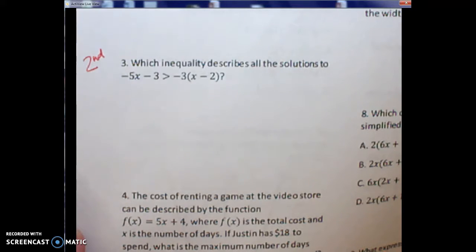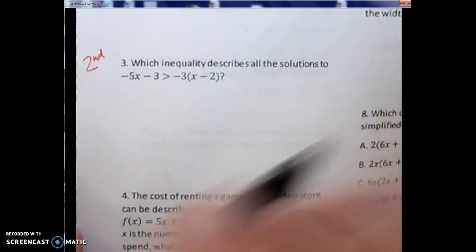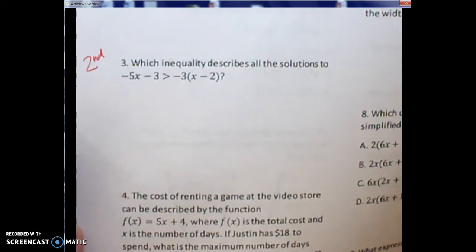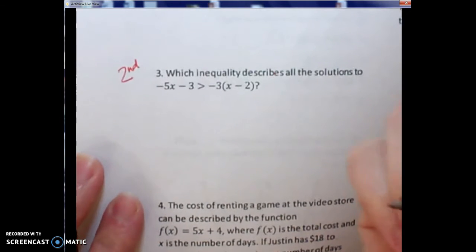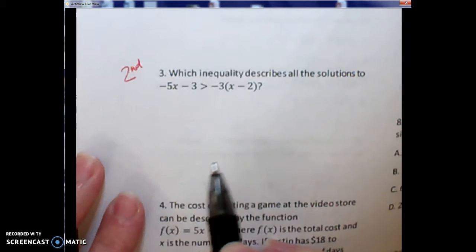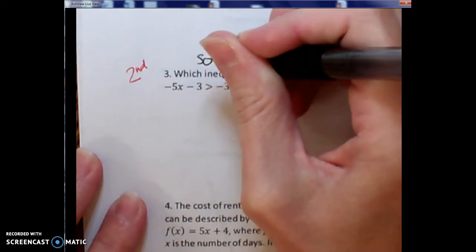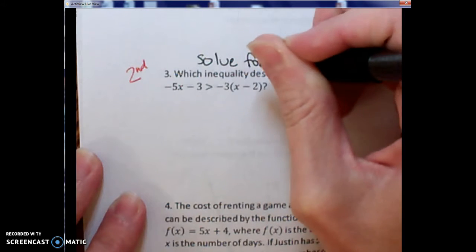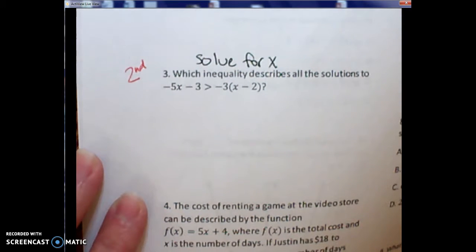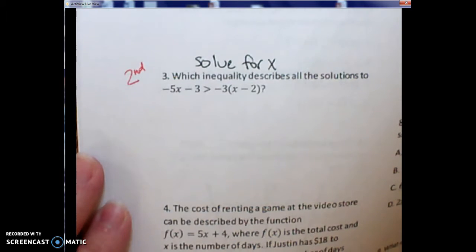Okay, so problem number 3, again, very similar to problem number 1, except there's an inequality sign, but you're going to go through the process of solving for x. It says which inequality describes all the solutions to this. So basically, if you go through and you solve for x, you're going to get that final inequality, which will tell you all the possible x values you can use.